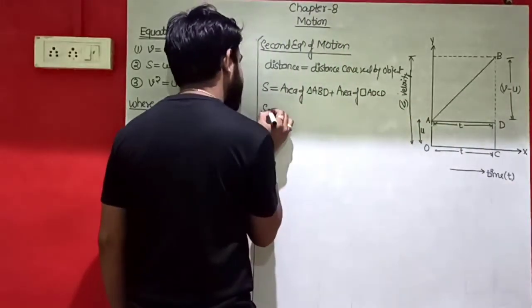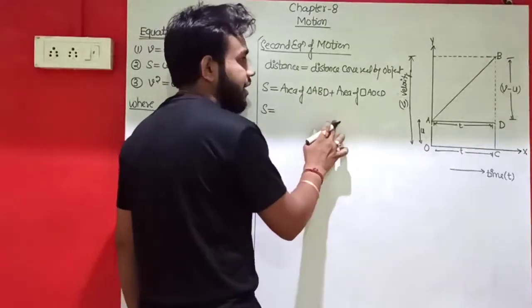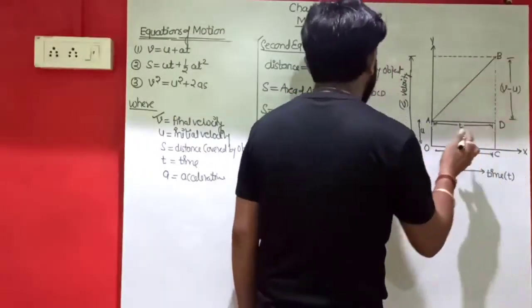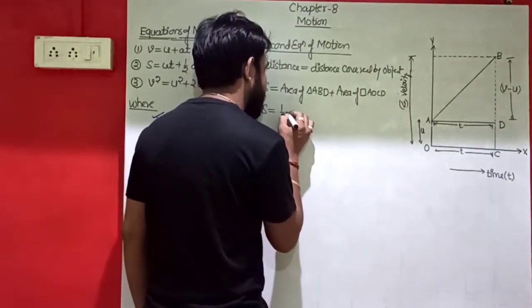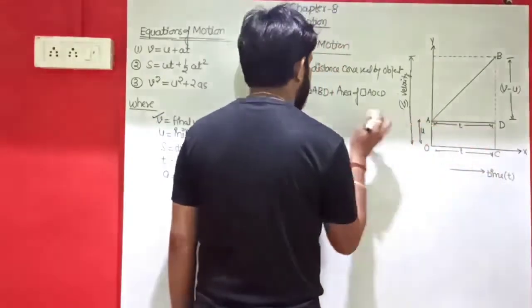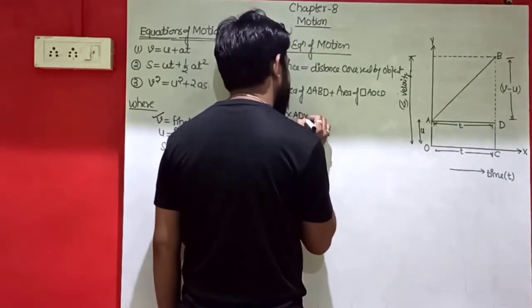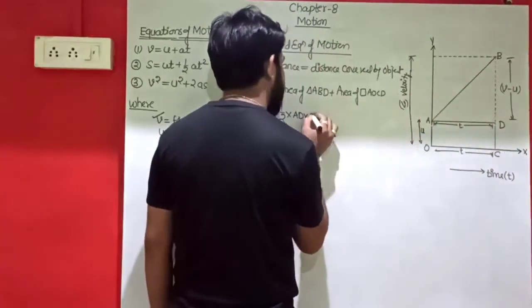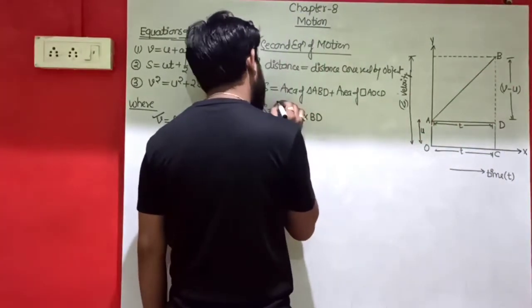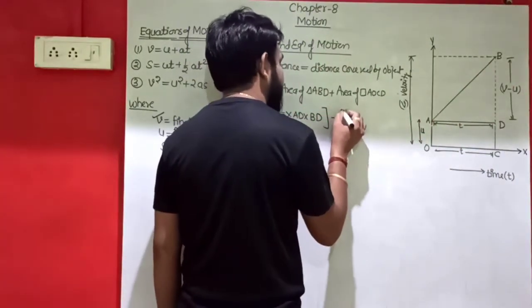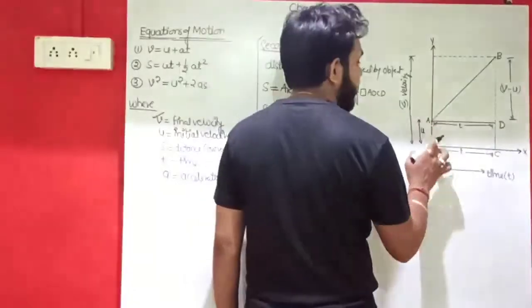Okay, fine. Area of triangle ABD. What is area of triangle ABD? That means 1/2 base into height. That means BD. Okay, student, this is clear. Now plus area of AOCD.